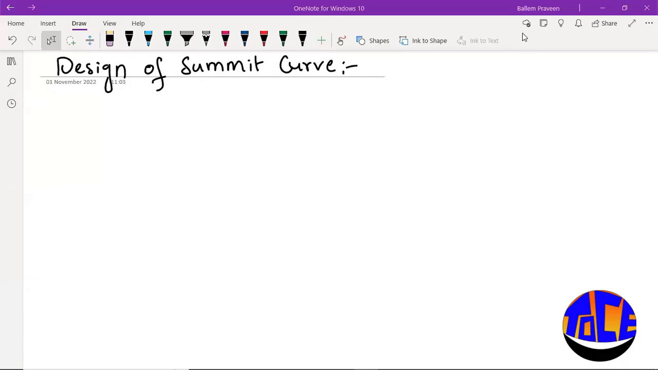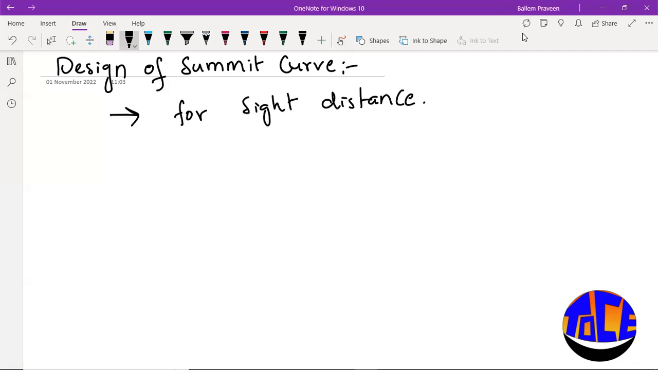Let us discuss how we can design the summit curve. So usually the summit curves are designed for sight distance. For the provided sight distance, we will be designing the summit curve. And generally in summit curves, the sight distance is more affected.